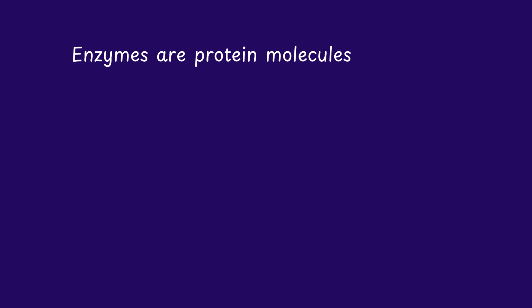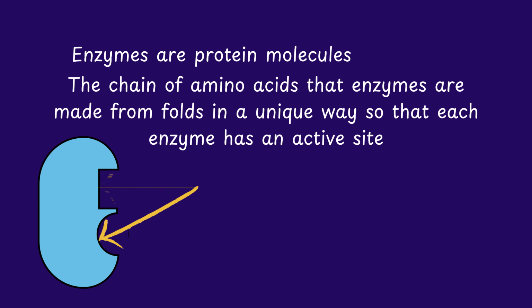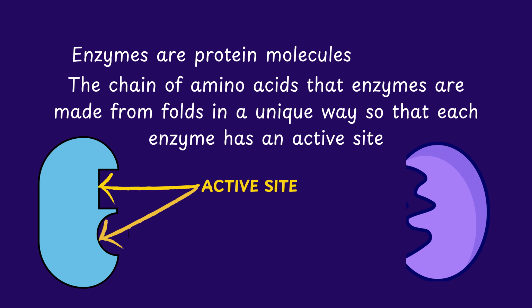And remember now, protein is made from amino acids. The chain of amino acids that enzymes are made from folds in a unique way so that each enzyme has an active site, right? So for example, that enzyme right there, the little grooves or the indentation would be the active site. That is where the substrate would bind. This is another example of an enzyme structure, and you notice how different this active site is from the first one.